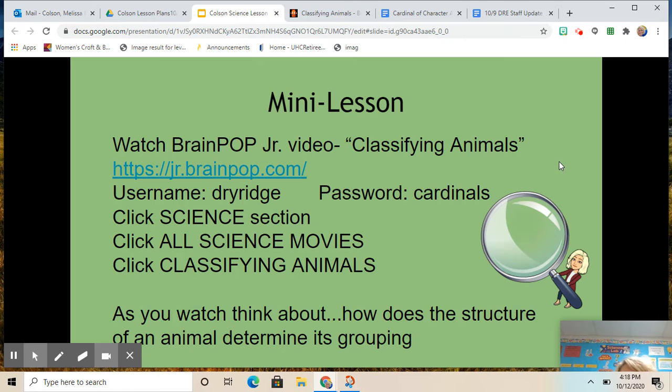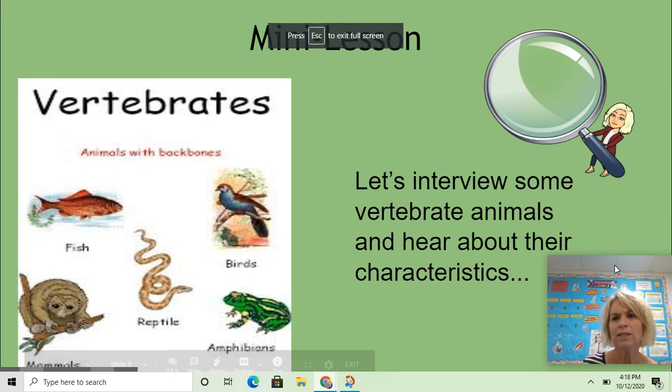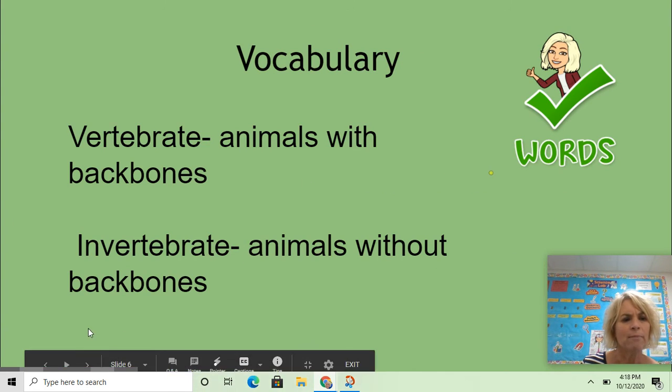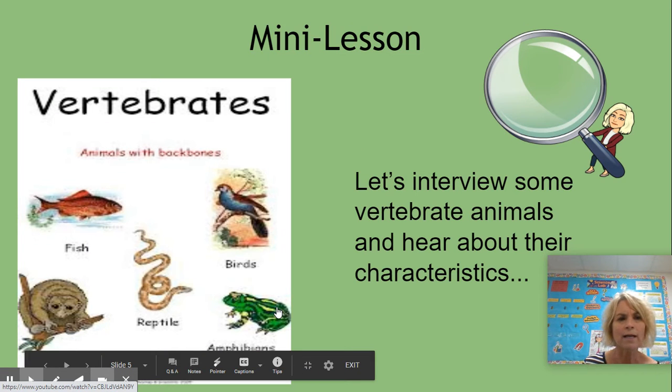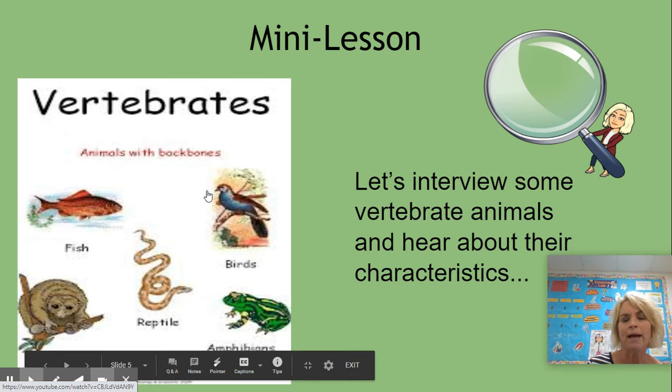Okay, now that we've watched the Brain Pop Junior video, let's move on. So let's just review some vertebrate animals and their characteristics. Oops, let me go back one, sorry about that. So when we're talking about a vertebrate animal, that means it's an animal with a backbone. So what I want you to do is I want you to feel your back. Do you feel that backbone? You can feel it as you bend, as you stretch. All these animals in the picture have backbones.